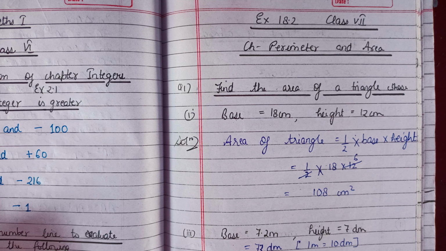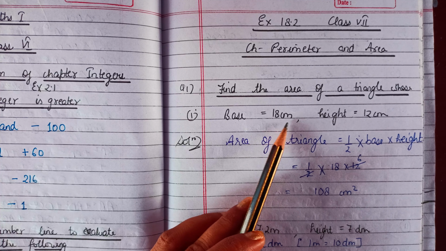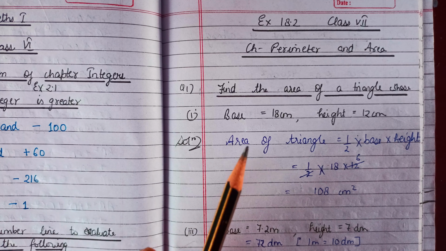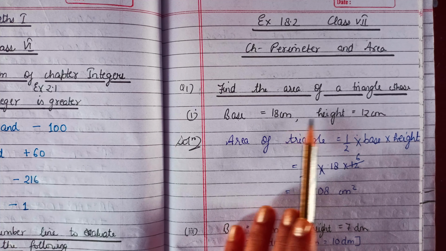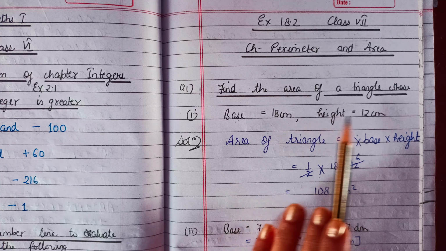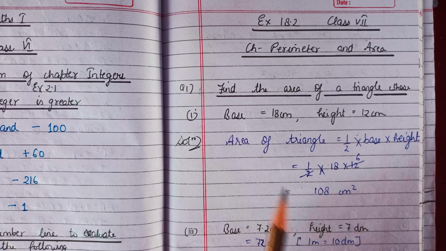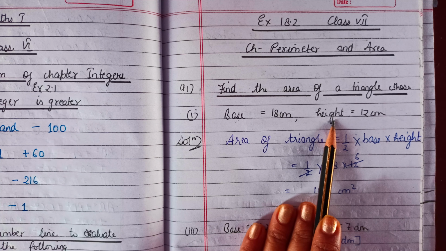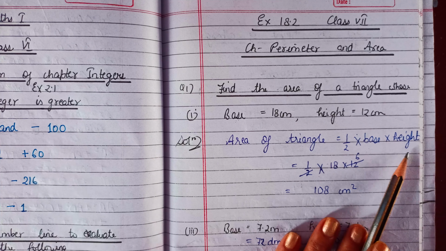Okay. Now question number 1 says that you have to find out the area of a triangle whose base is 18 centimeter, height is 12 centimeter. First of all, we will check that the unit is same for both the things. Base and height are in the same unit, so we don't have to do any changes. Now we will find out the area of a triangle. Base is given in the question, height is given in the question. We will directly apply the formula half base into height.